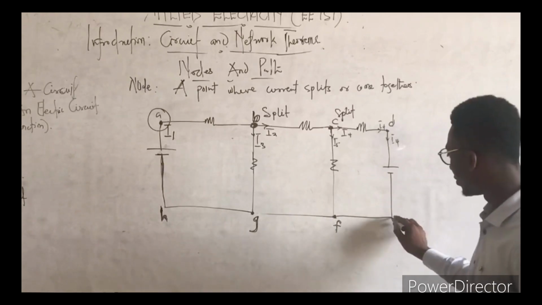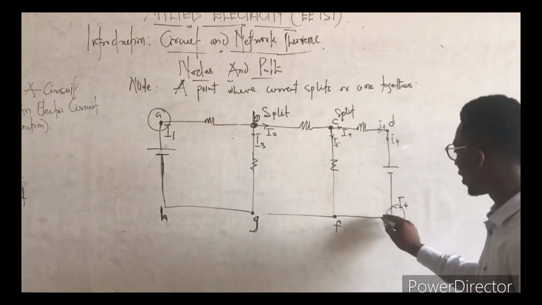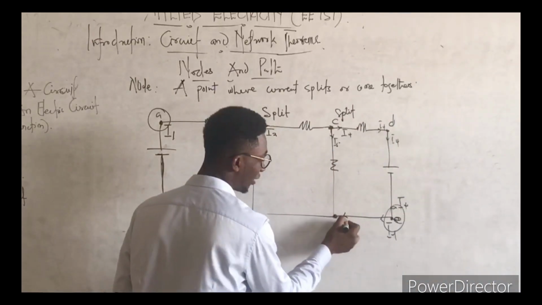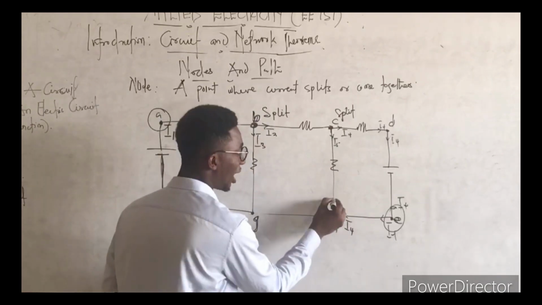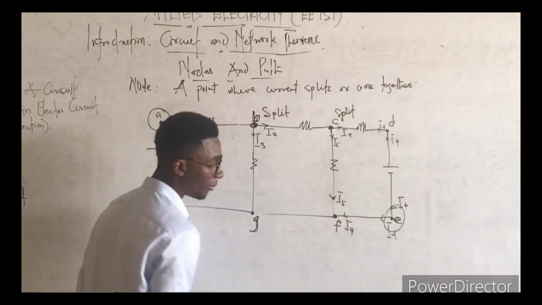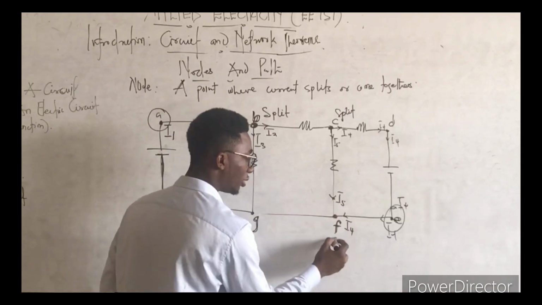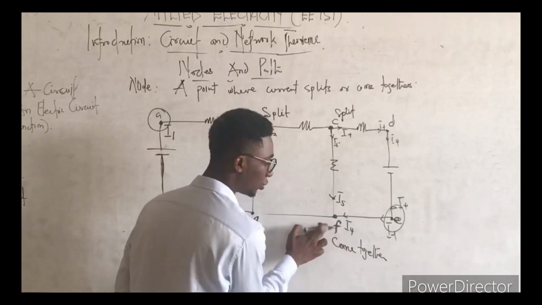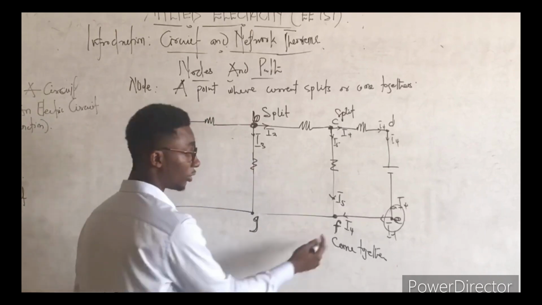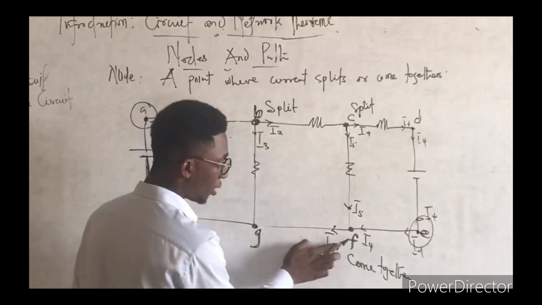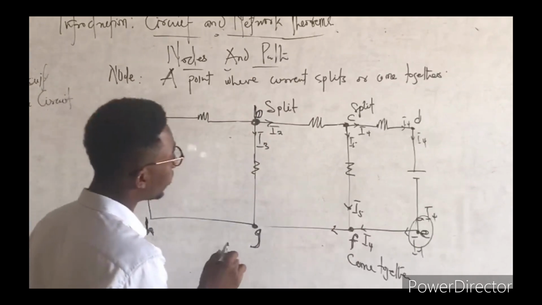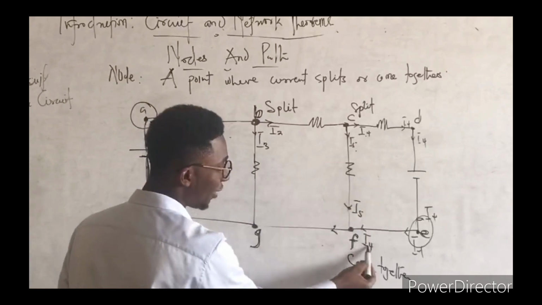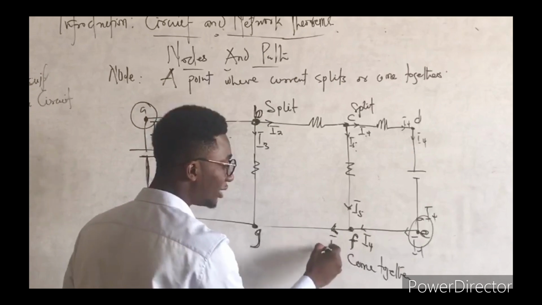Now, point E is not a node because the same current I4 will go through. Now, at point F, you realize there is current I4 coming, and there is current I5 also coming. So at point F, the currents come together. So point F is also a node, because we explained that the currents are coming together. So I2 was split into I4 and I5. So if I4 and I5 are coming together, the current that comes here is I2.